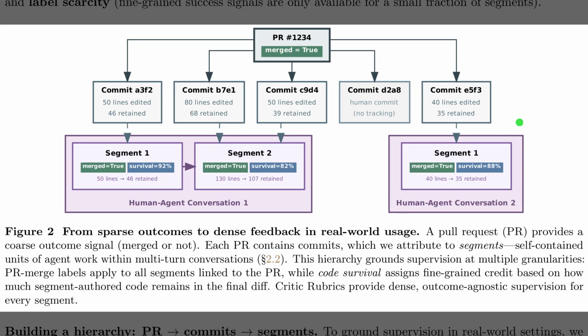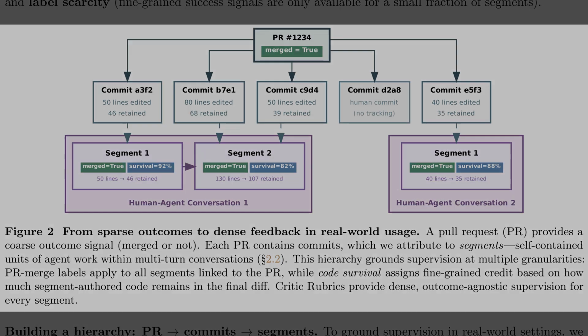So, Figure 2 breaks down how sparse real-world outcomes actually map back to specific agent actions through a 3-level hierarchy. At the top level, a pull request provides a broad success signal, like whether it was merged. This pull request contains a sequence of commits that track the specific lines of code edited and retained. Finally, these commits are traced back to individual segments within multi-turn human-agent conversations. This structure allows the model to assign fine-grained credit based on code survival, which measures exactly how much code from a specific segment made it into the final version.